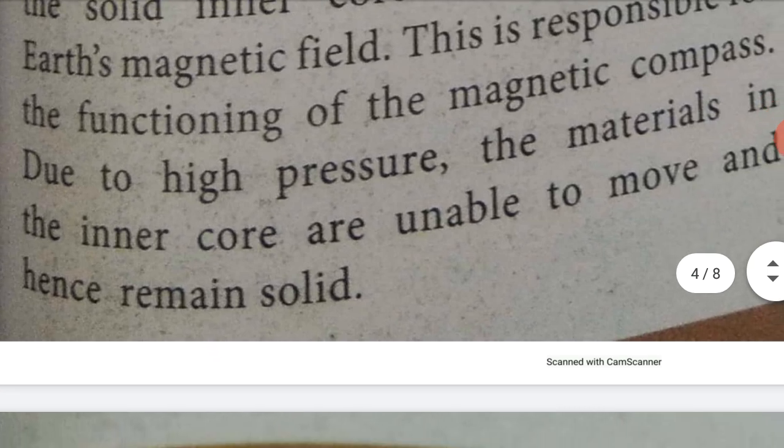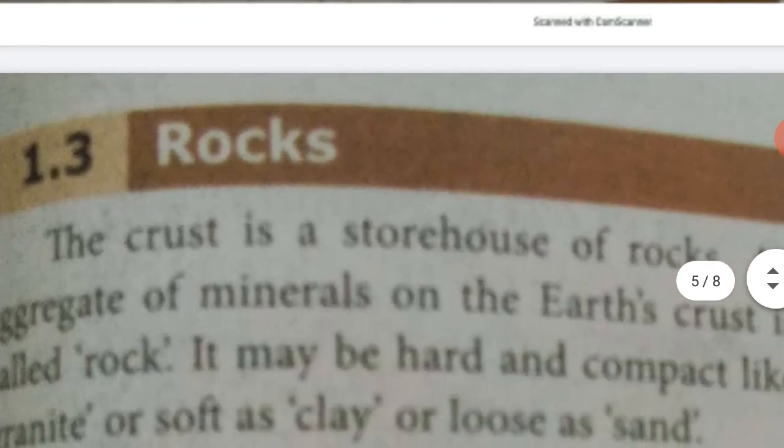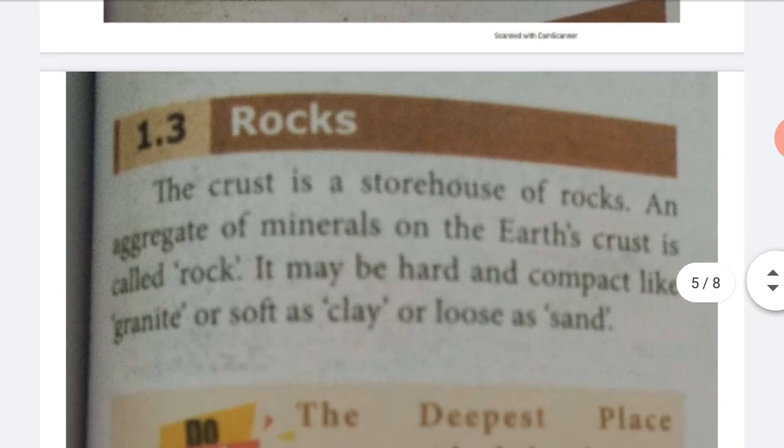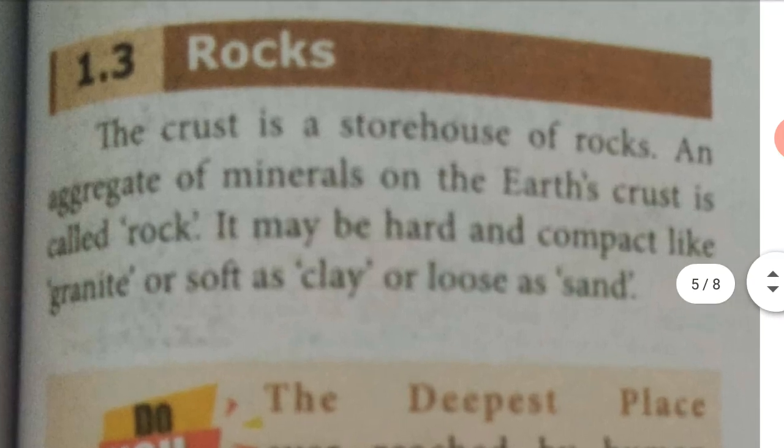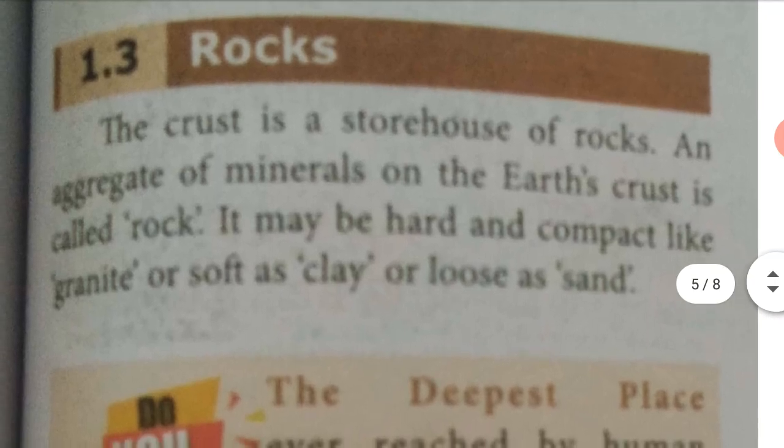The next topic is 1.3 Rocks. What is the meaning of rocks? The crust is the storehouse of rocks. Do you see the rock? Yes, very good. You see the rocks on the surface of the earth. The surface is called the crust, so the crust is a storehouse of rocks. An aggregate of minerals in the earth's crust is called rocks.